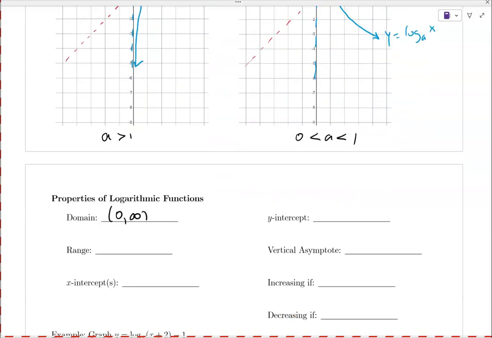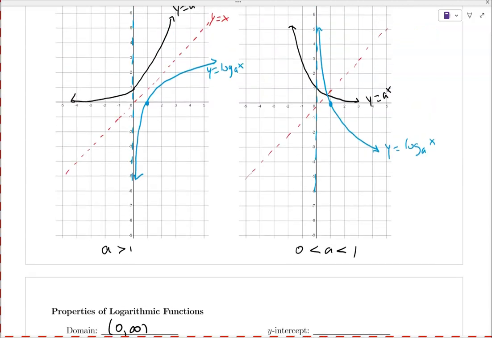How about the range? The range of the inverse corresponds to what for the original function? Just as far as the words go, we just said the domain of the inverse corresponds to the range of the original. So the range of the inverse corresponds to the domain. What is the domain of any exponential function? So what's the range going to be for the logarithms? Negative infinity to infinity. And can we see that from the graphs again? Yeah.